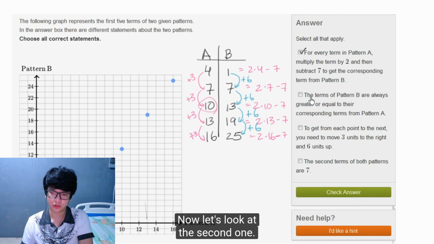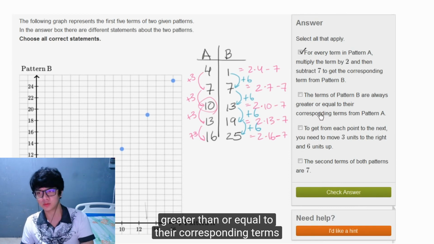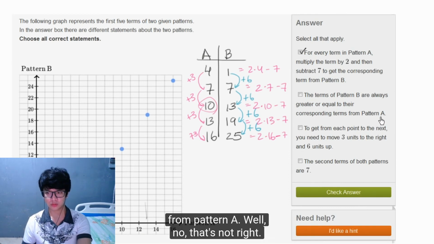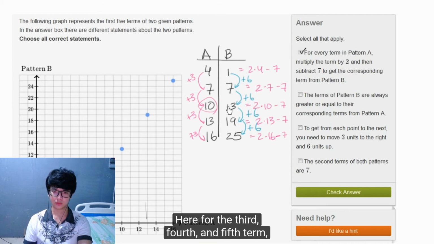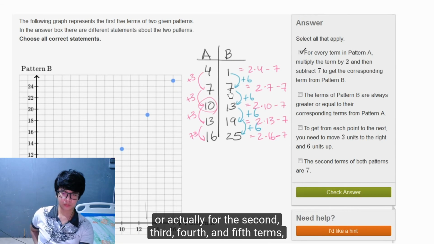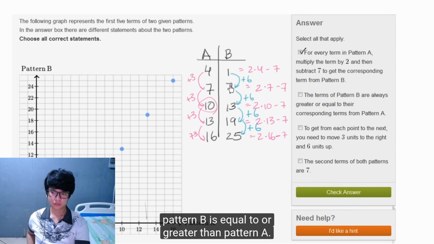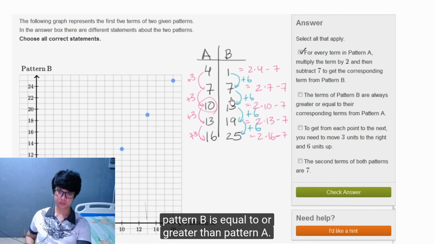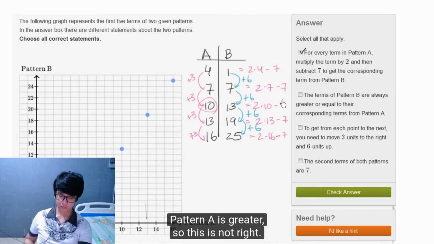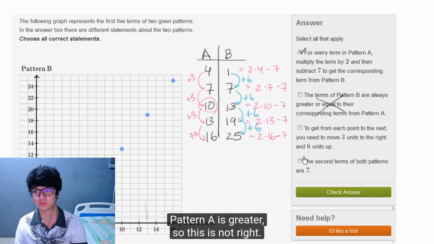Now let's look at the second one. The terms of pattern B are always greater than or equal to their corresponding terms from pattern A. Well, no, that's not right. It's true for a couple of scenarios. For the second, third, fourth, and fifth terms, pattern B is equal to or greater than pattern A. But for the first term, it's not true. Pattern A is greater. So this is not right.